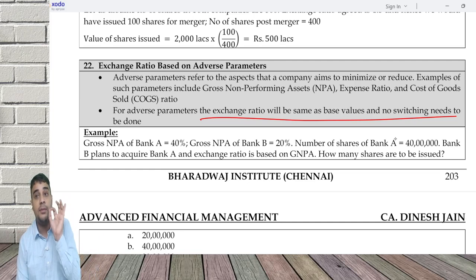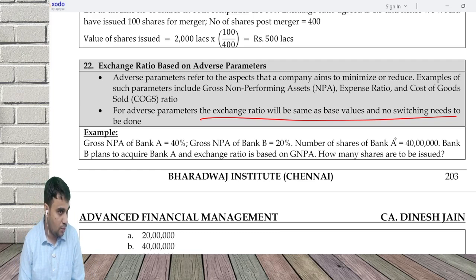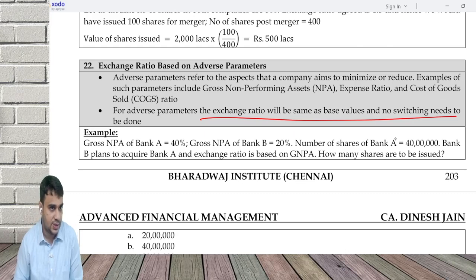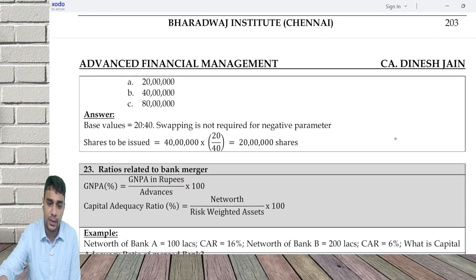An adverse parameter basically means something which you want to minimize. If there is something which you want to minimize, that is an adverse parameter. Let's be very, very clear. Don't try to tell me anything different there. If you want to minimize something, it is an adverse parameter. Example: NPA of bank A 40, NPA of bank B 20, bank B is acquiring bank A. So 20 is to 40 is the base value, and the exchange ratio is also 20 is to 40.